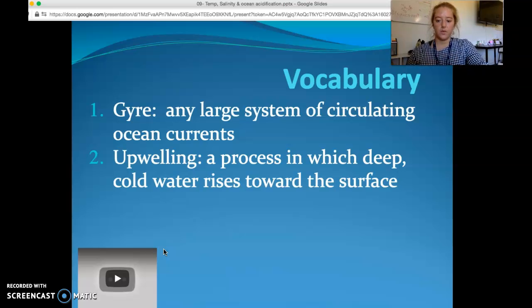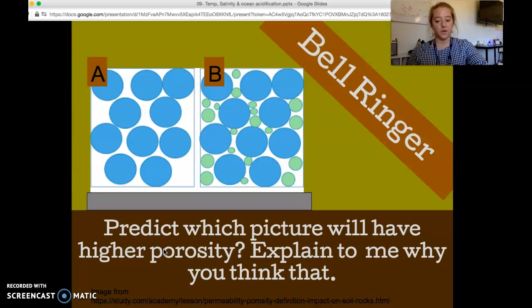Here's your vocab. I hope you've either paused me or written this down. And here's your bell ringer. I would like you to predict for today's bell ringer which picture will have a higher porosity, and give me a one sentence answer, remember a sentence has a capital letter and a period, of why you are choosing that one as having the higher porosity. Pause this and then we'll move on.